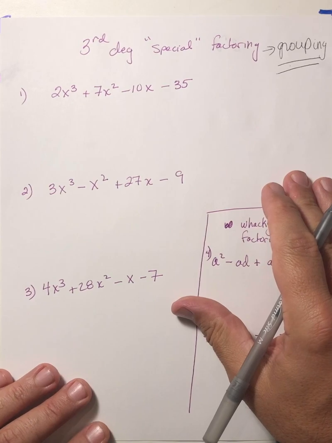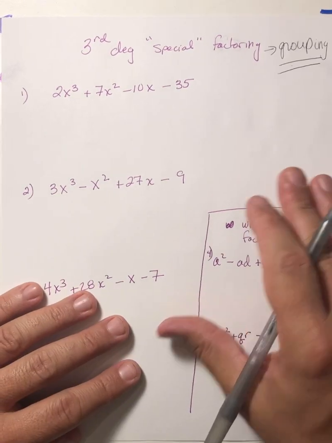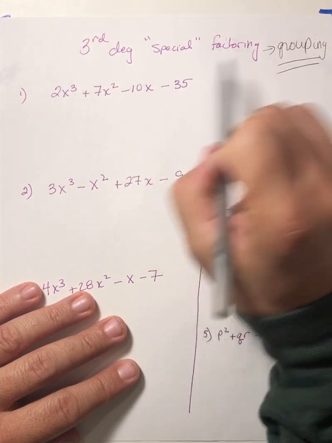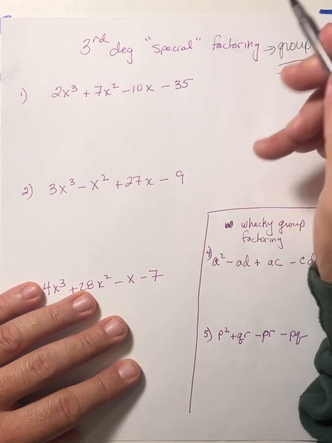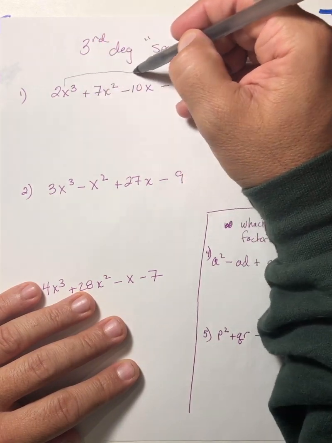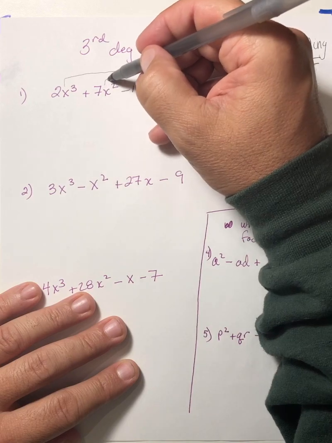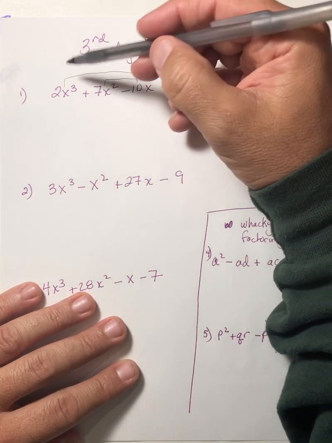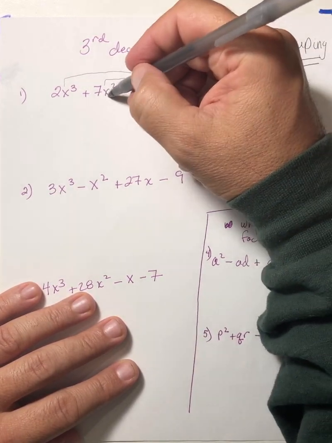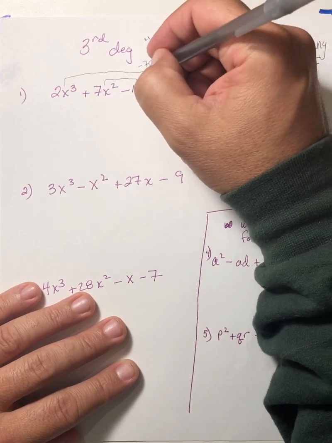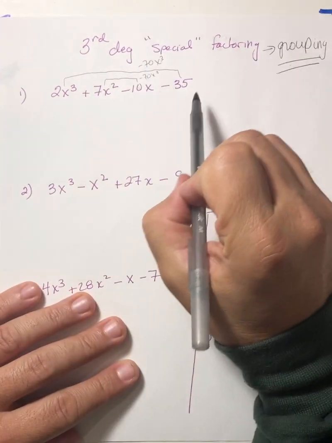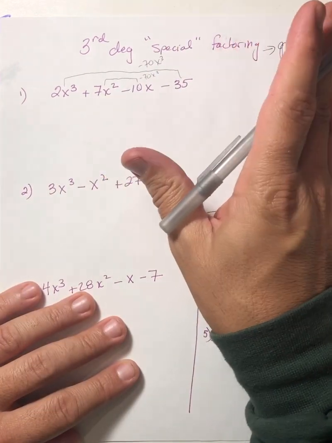Now, first of all, how do I know I have a third-degree special? Anytime in your homework, whenever you see a third degree like this, you'll be doing this grouping technique. But for your information, I want to show you why I know it's a third-degree special. Here's why. The product of the outside two numbers is equal to the product of the inside two numbers. So in other words, 2x cubed times 35 is a negative 70x cubed. The inside product here, 7x squared and a negative 10x, is a negative 70x cubed. So that's how I know that it's a third-degree special. In your homework, you don't have to worry about that. You're just going to do this grouping technique.